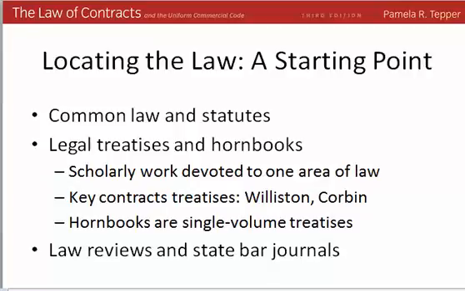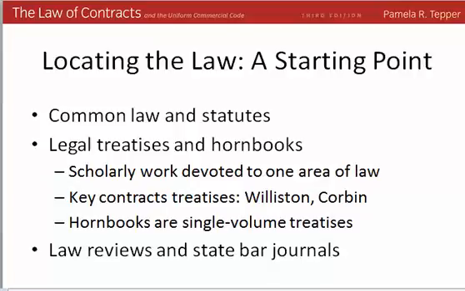Next, let's talk about hornbooks. Hornbooks are single-volume treatises and are used a lot in law school settings. We used to use them actually here in the paralegal program. The most notable hornbook on the U.C.C. comes from James White and Robert Summers. It's called White and Summers Hornbook on the U.C.C.